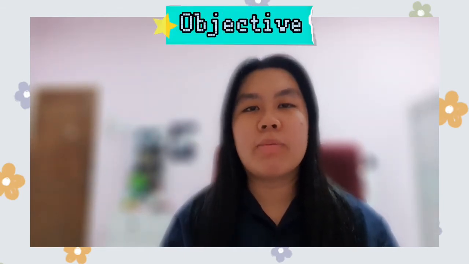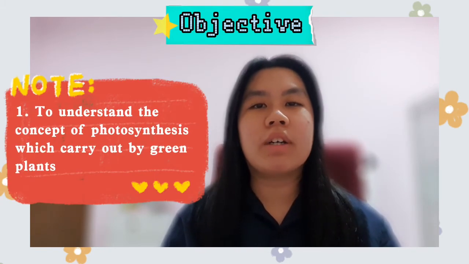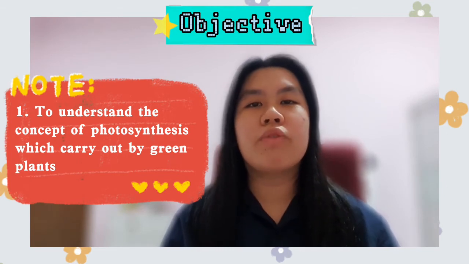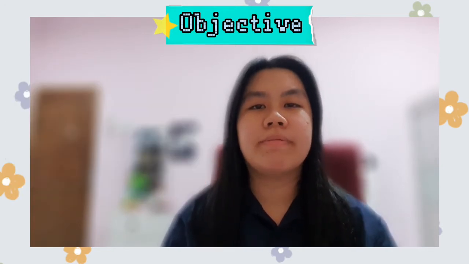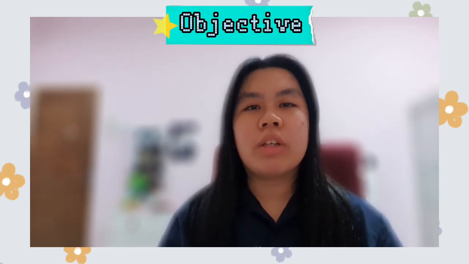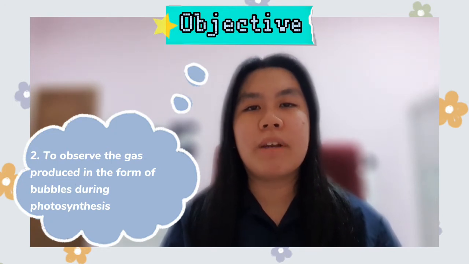I'm from Group 2. I will present the objective of the experiment carried out by our group. The experiment we carry out is about the topic photosynthesis. The objective of this simple experiment is to understand the concept of photosynthesis, in which green plants carry out a process that uses energy from the sun to transform carbon dioxide and water into oxygen gas and also organic compounds. The main objective is to observe the gas produced in the form of bubbles when the photosynthesis process is happening in the leaves of the plant.